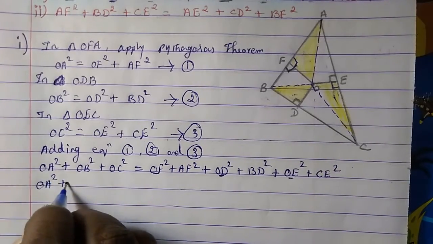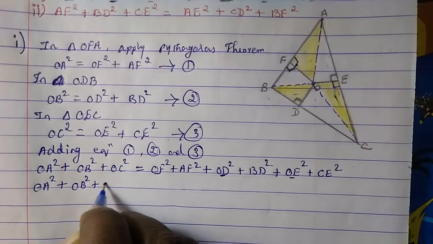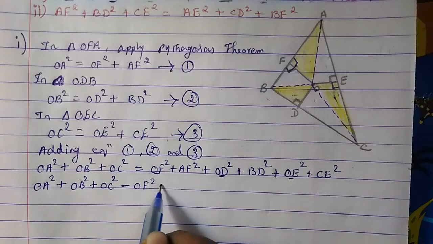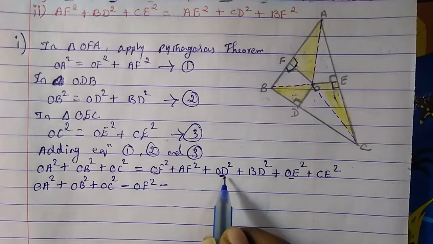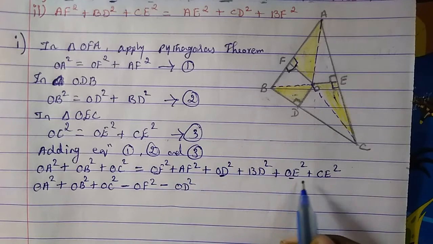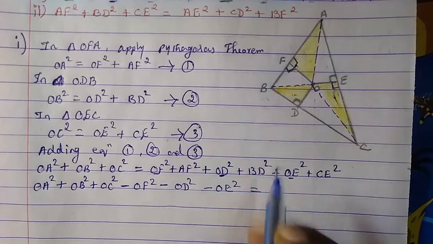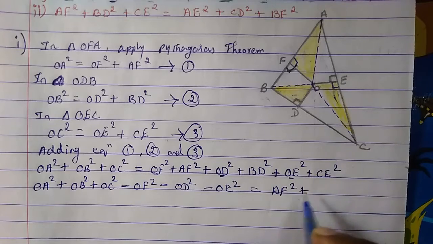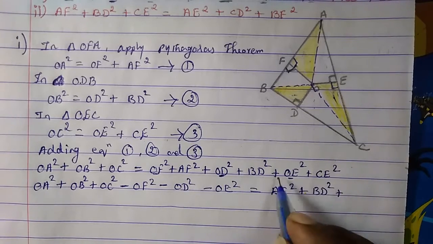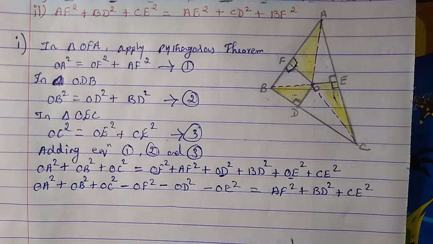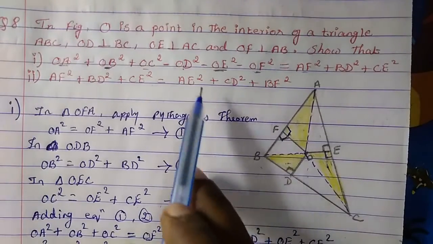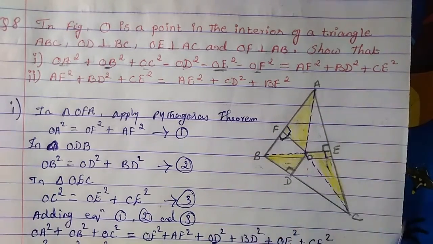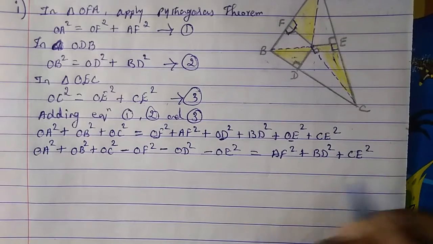So OA square plus OB square plus OC square. Bring this to the left: minus OF square, then minus OD square, then minus OE square. Now the remaining, let's keep it on the right side only. That is AF square plus BD square plus CE square. So we have proved it. Whatever we bring to the left side becomes minus, and the remaining one stays here. Hence proved.